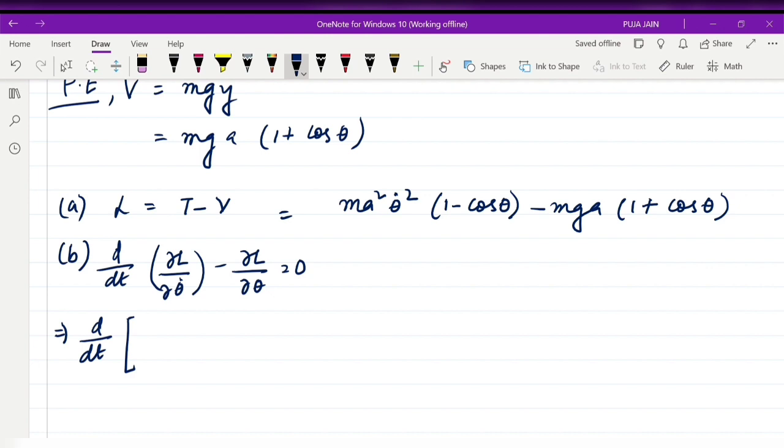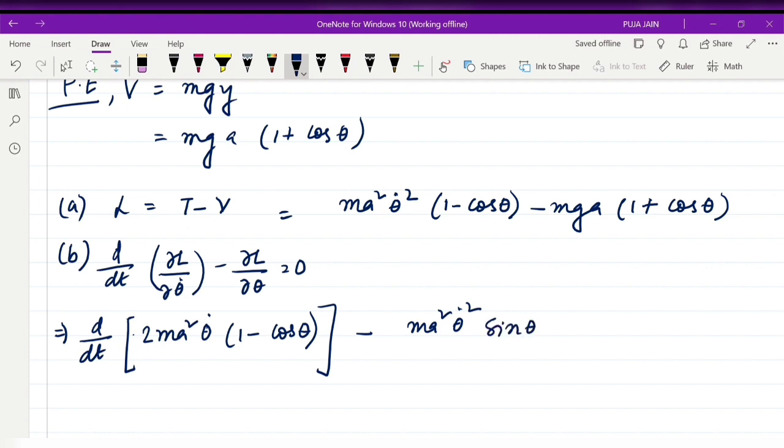So we are writing the equation of motion as d dt of del L del theta dot, which is 2 m a square theta dot (1 minus cos theta), minus del L del theta, which is m a square theta dot square sin theta, and minus mga sin theta, right, that is equals to 0.